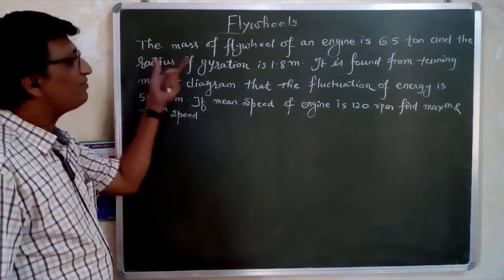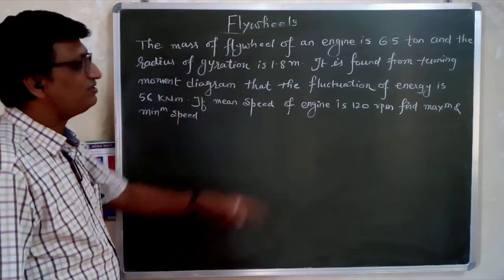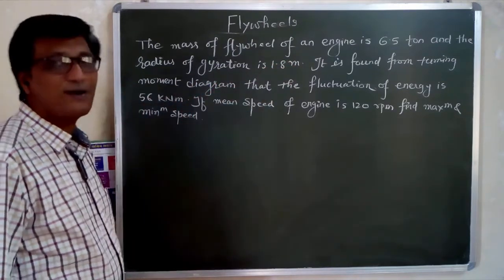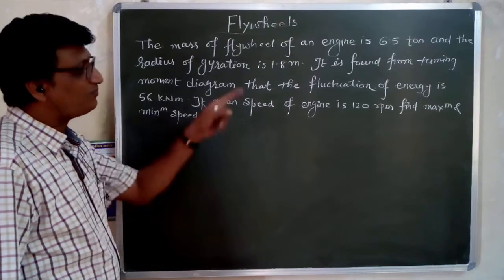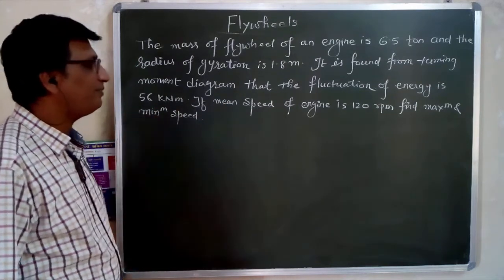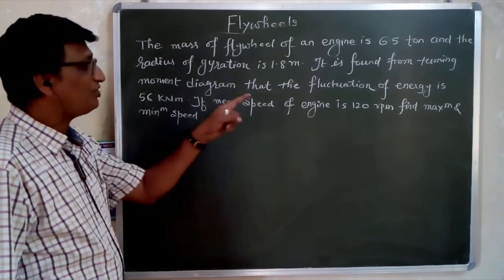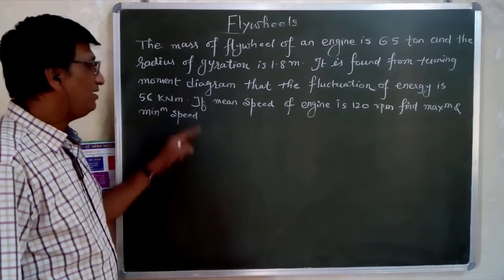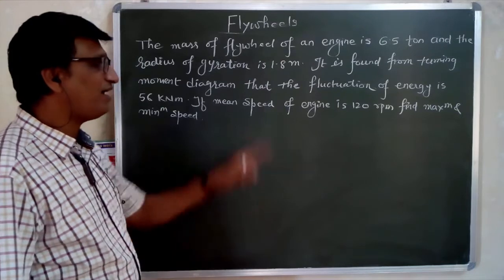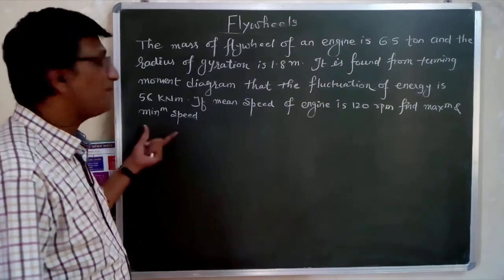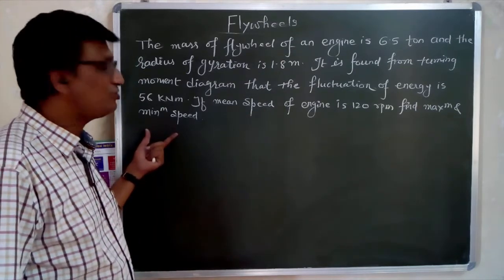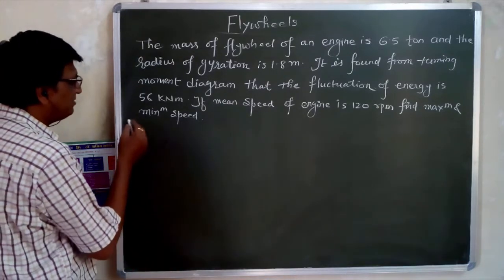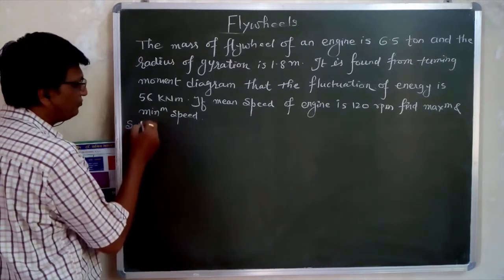The mass of the flywheel of an engine is 6.5 tons and radius of gyration is 1.8 meter. It is found from turning moment diagram that the fluctuation of energy is 56 kilonewton meter. If the speed of engine is 120 rpm, find the maximum and minimum speed. Now, let us write the data for this and then we will find the solution.